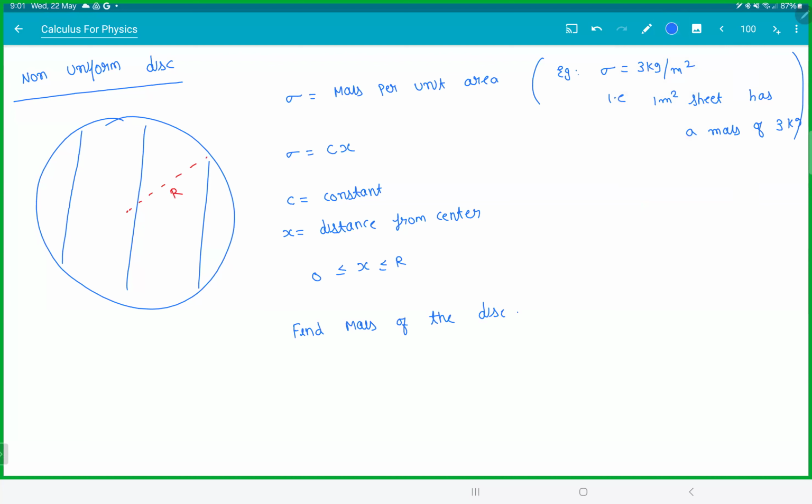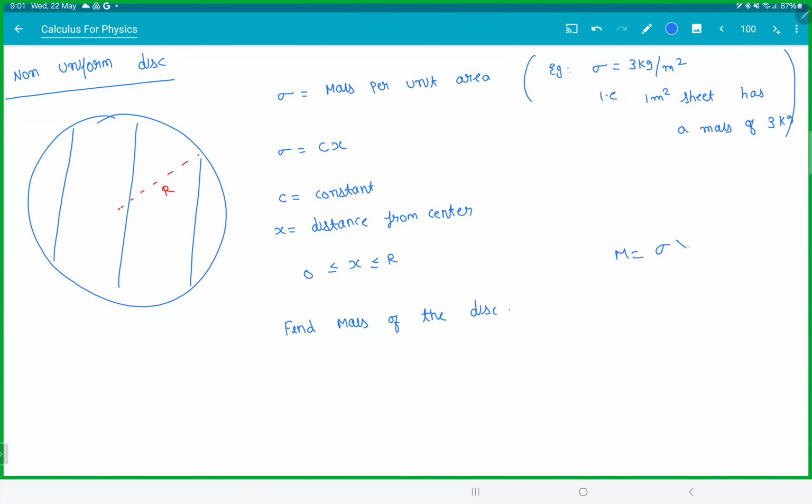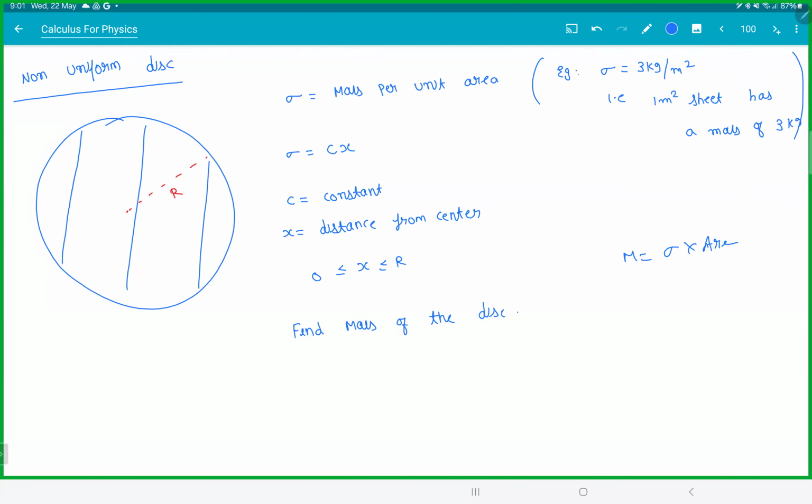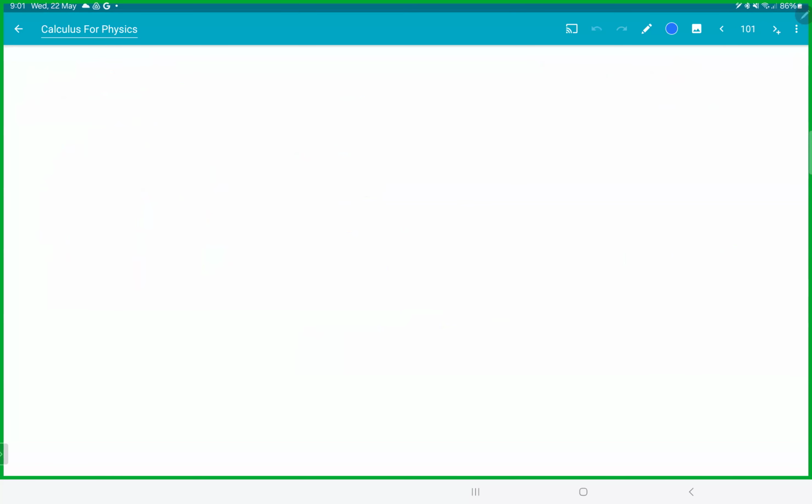Now the problem is, generally if that sigma was constant, I could have done it like this. Mass is nothing but sigma into area. Agreed? Because sigma is mass per unit area, mass is sigma into area. So sigma is given and area is pi r square. My job would have been done. The problem is this. This disk which we have, sigma is equal to Cx, meaning look at this. When x is 0, there is no mass. At x is 0, there is no mass only because sigma is 0.